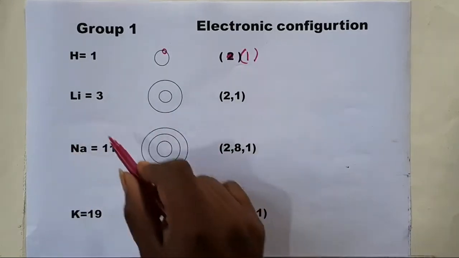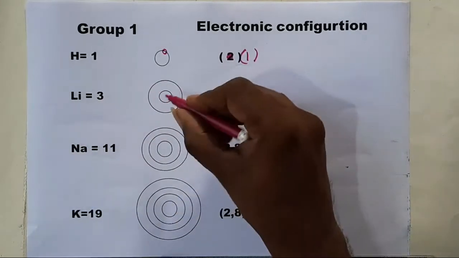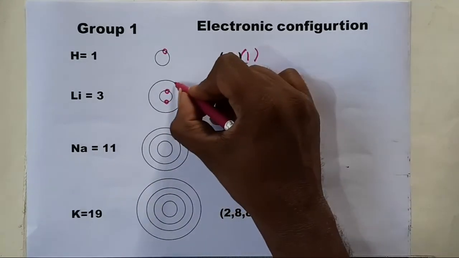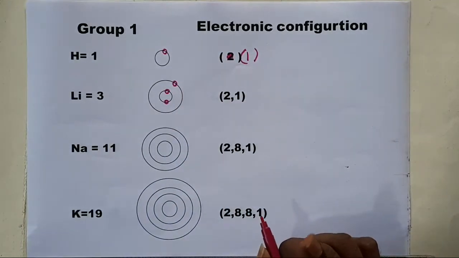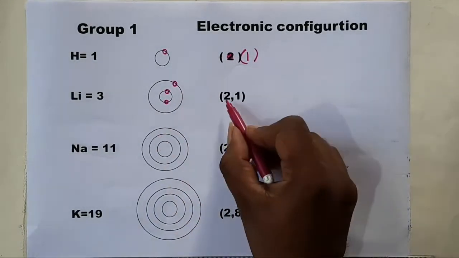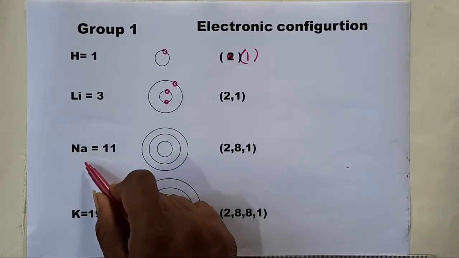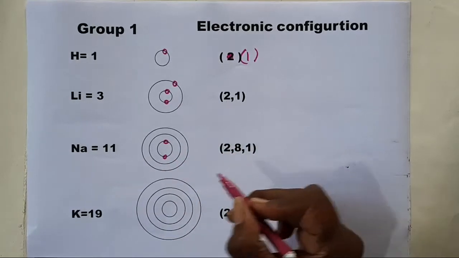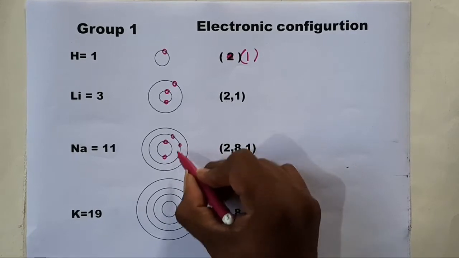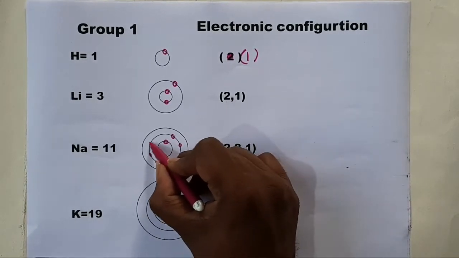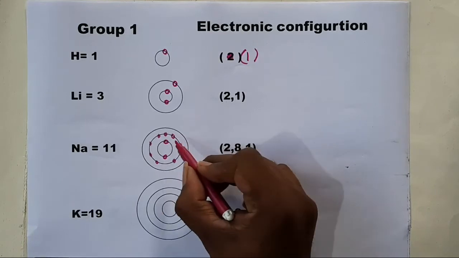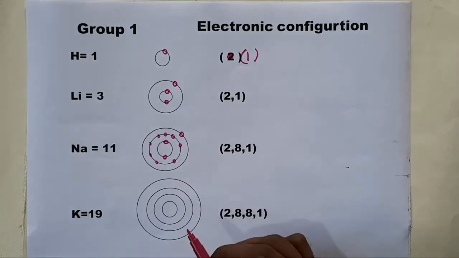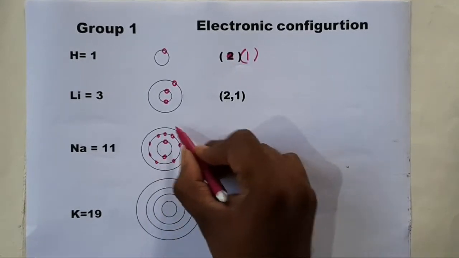Let's say in lithium, atomic number is 3. That means in the first shell you can put only 2 electrons, and in the second shell only 1 electron is remaining. So 2, 1. Let's come to sodium. Sodium atomic number is 11. In the first shell 1, 2. But in the second shell 1, 2, 3, 4, 5, 6, 7, 8. So 2 plus 8 is 10. How much is remaining? Only 1. So here 1 electron. So 2, 8 and 1.